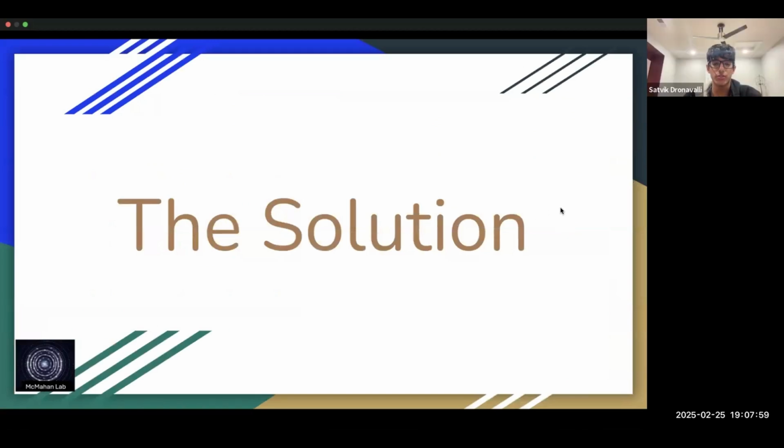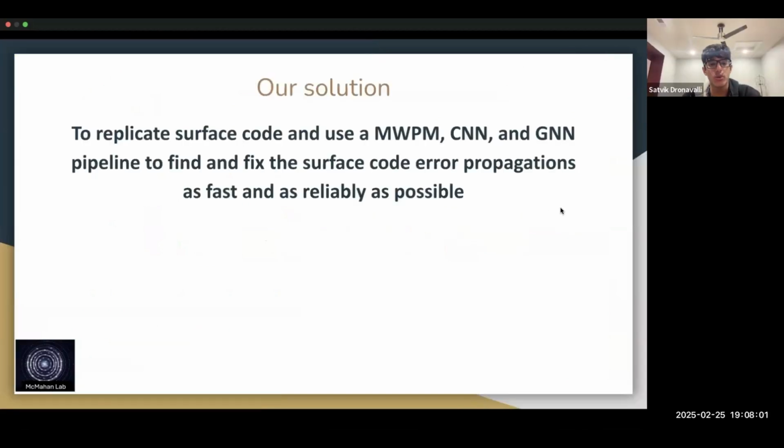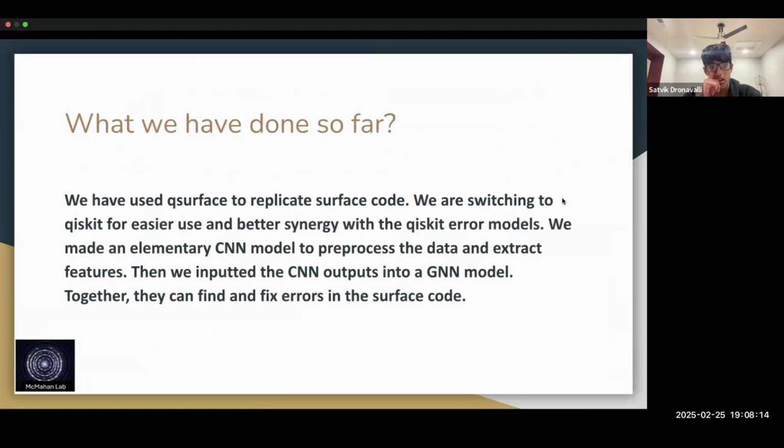So, as for the solution, our solution is to replicate surface code and use an MWPM decoder, CNN, and GNN pipeline to find and fix the surface code error propagations as fast and as efficiently as possible. As for what we've done so far, we've used the QService module in Python to replicate the surface codes accurately. And we are also switching to Qiskit for easier use and better synergy with the Qiskit error prediction models, which have been created by IBM.